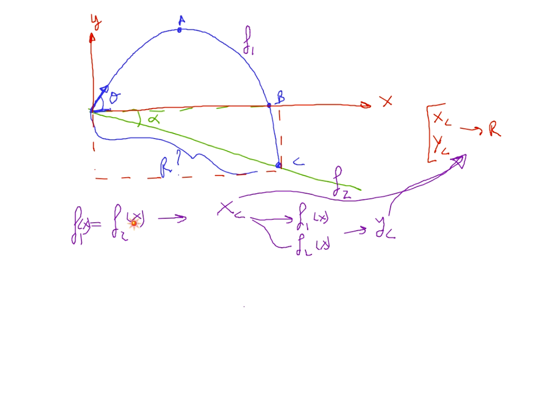Let's start with the easy one, f2. f2 is what kind of function? Is it a straight line? Is it a parabola? Is it an exponential? Yeah, it's linear, it's a line. So it cannot be that hard, right? We know that f2 looks like mx plus b. So we need to figure out m and b.